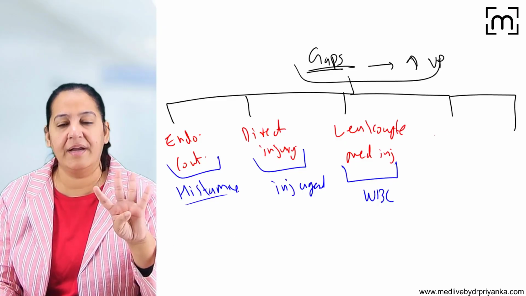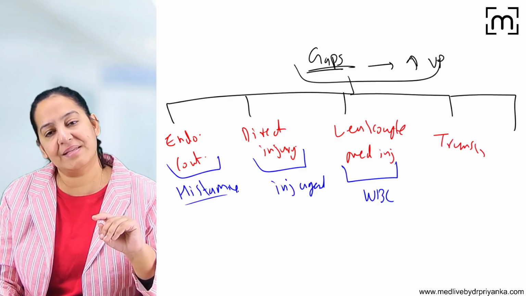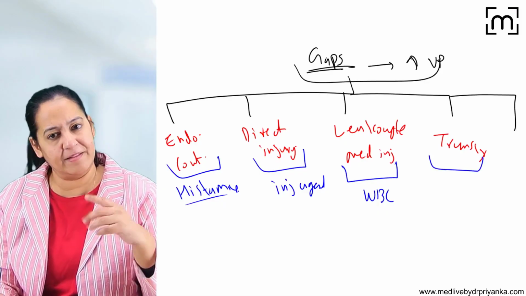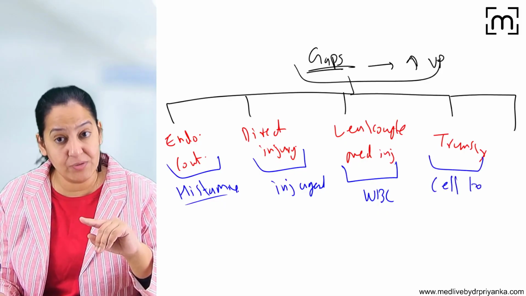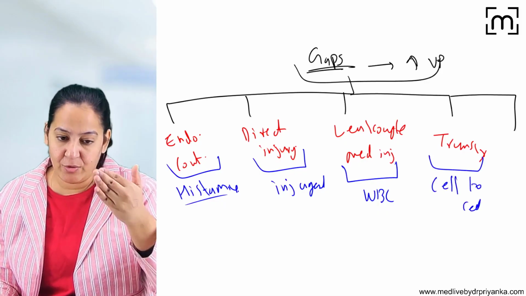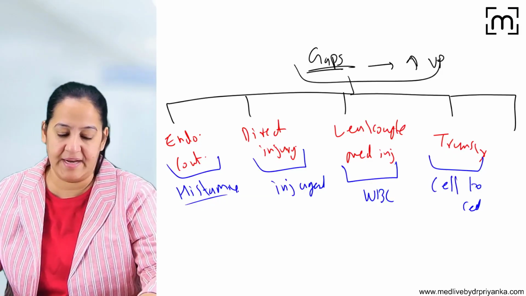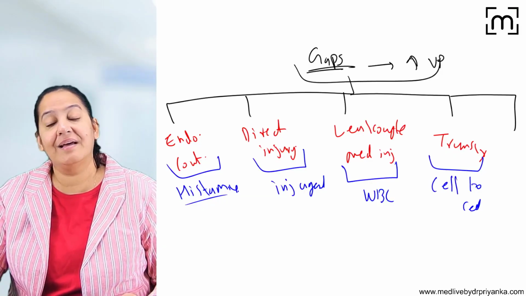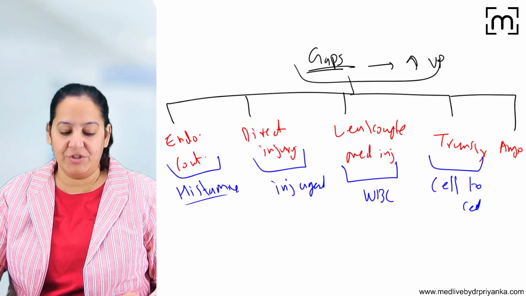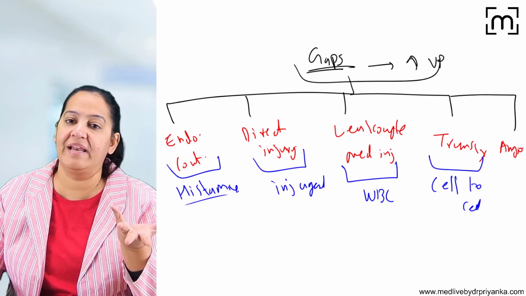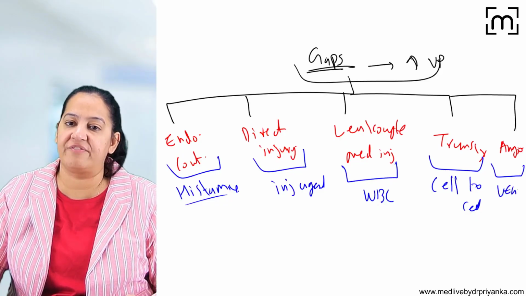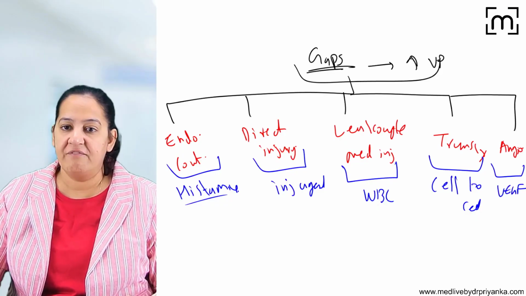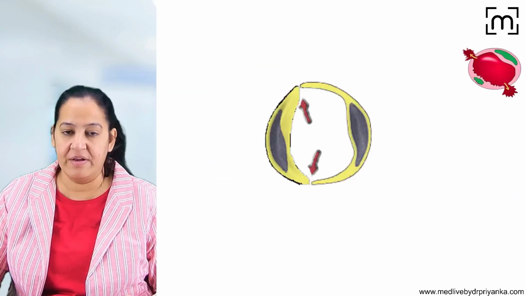The fourth one is transcytosis. Transcytosis means cell within cell. Nothing is required. No gap. It is cell to cell movement. So WBC enter the endothelium from one side and exit from the other side. And the fifth and the last is angiogenesis. Angiogenesis means new blood vessels which are already leaky. And here it is due to VEGF, vascular endothelial growth factor. So that is the thing.